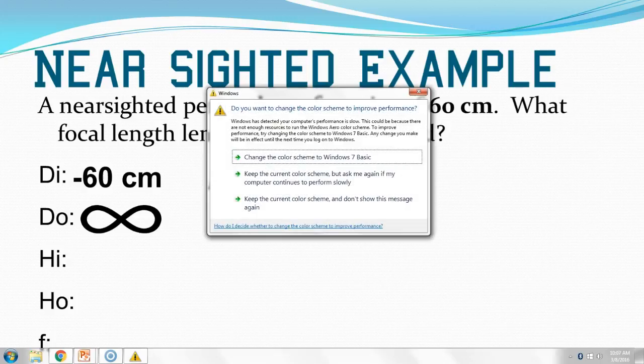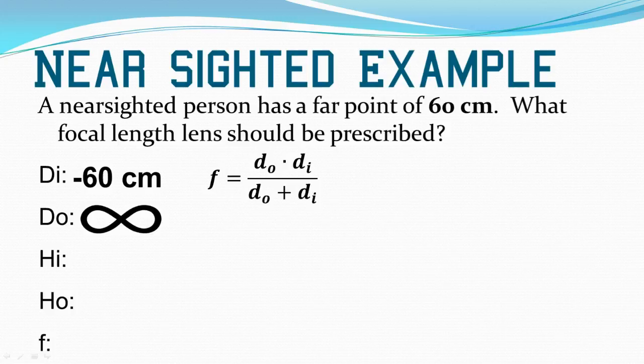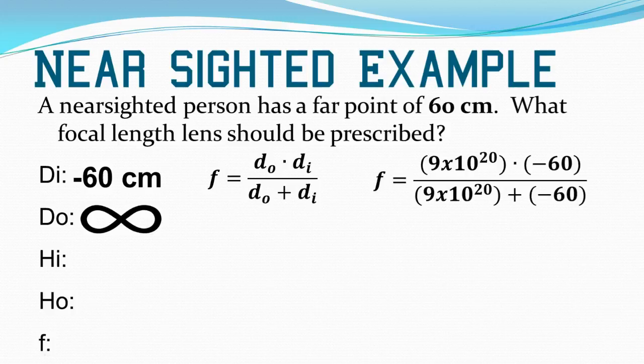So here's our derived formula. It's based on the original formula, 1 over di plus 1 over do equals 1 over f. Substitute the values you know. Do is going to be an infinitely large value, so I use 9 times 10 to the 20th, a very big number. My di, my distance of my image, is negative 60. We know this because it's a nearsighted person. You take the near or the far point and you make it your negative di.